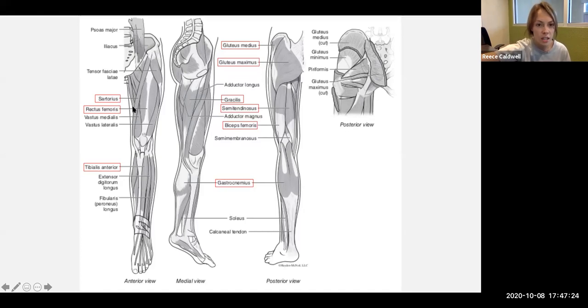Then we have the quadriceps. So again, there are 4 muscles of the quadriceps. We have the rectus femoris, the vastus medialis, the vastus lateralis, and another one that's not listed on here. But I'm not going to have you know the 4 muscles of the quadriceps. I just want you to know that there are 4 muscles in the quadriceps. You don't need to know the rectus femoris either.